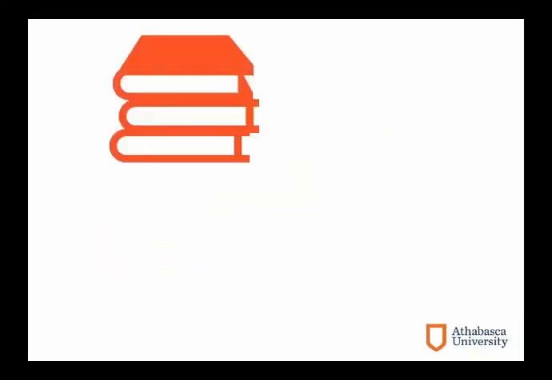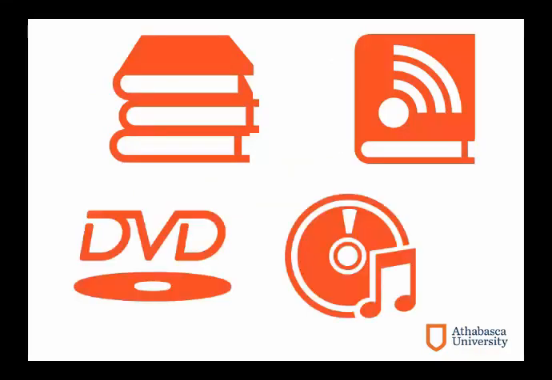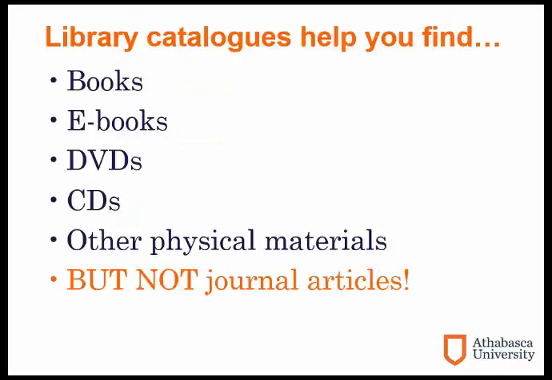You can find books, e-books, DVDs, CDs, and other physical items in a library catalog. You will not find journal articles through a catalog search. To find these, you must carry out a search within a database or by using a meta search engine.